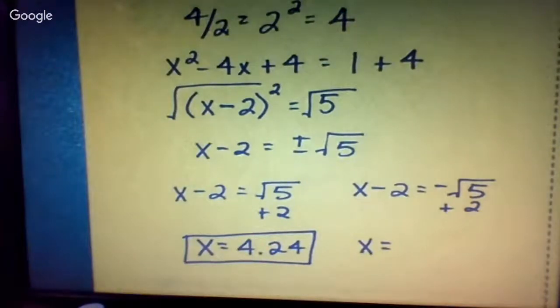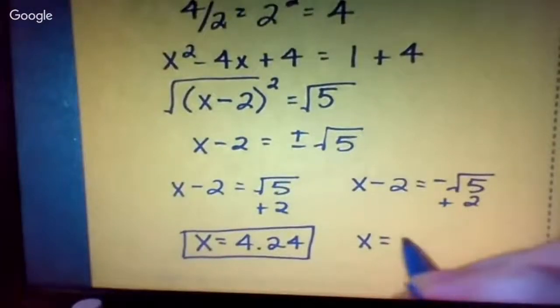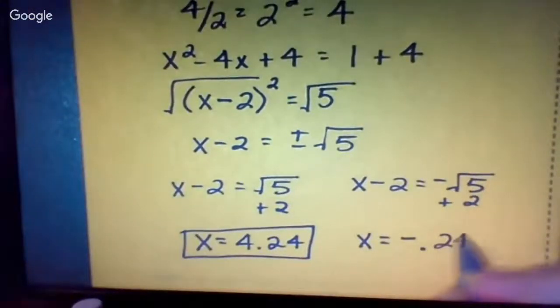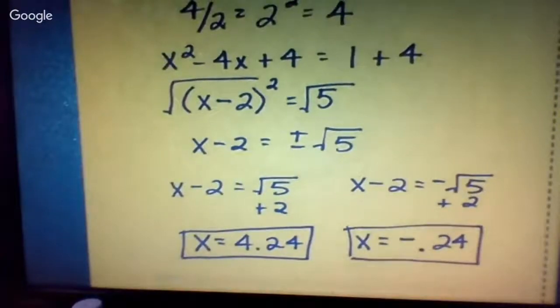The other side, you've got negative square root of 5. Again, please hit equals before you add your 2. And you get negative 0.24 on that side. Questions or problems? No. Okay, we've got 2 more to do.